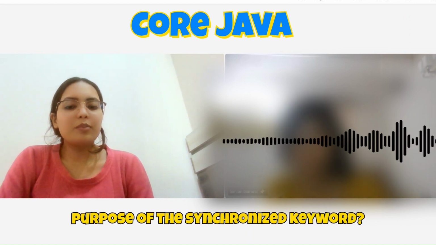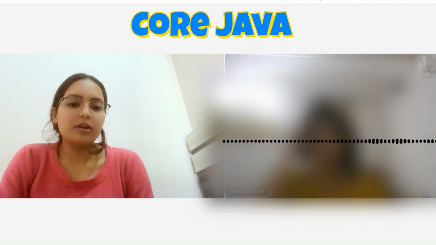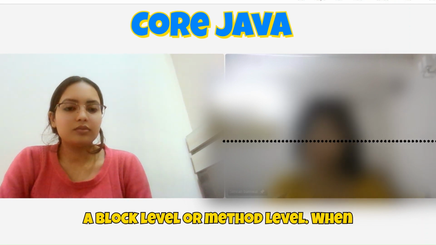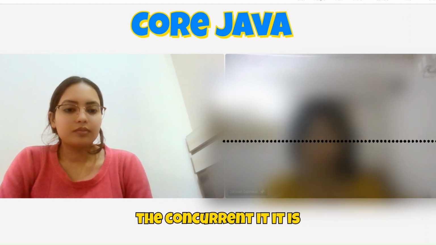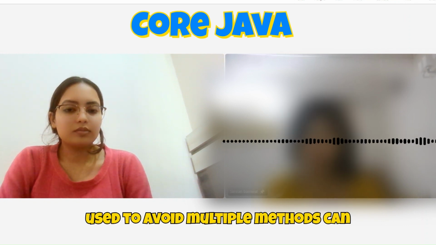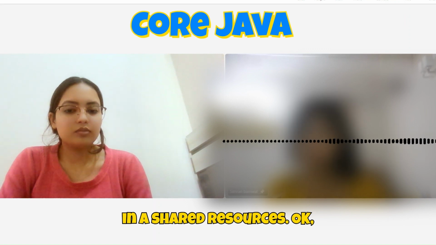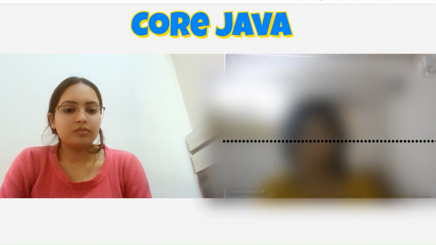What is the purpose of the synchronized keyword? The synchronized keyword is used at block level or method level. It is used to avoid multiple threads working concurrently at the same time on shared resources.